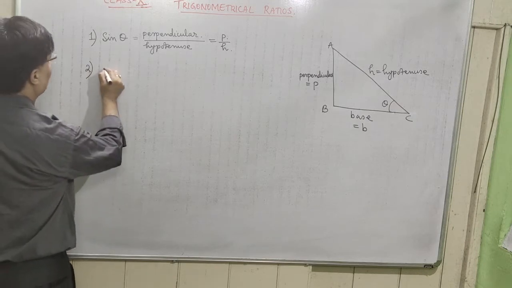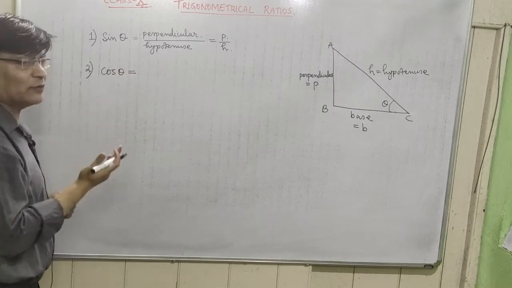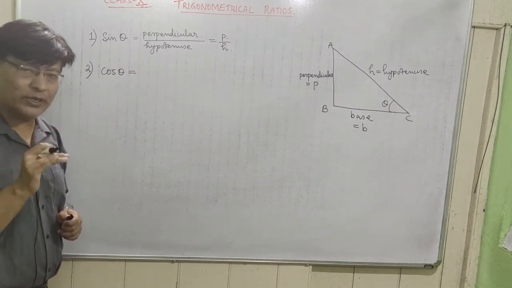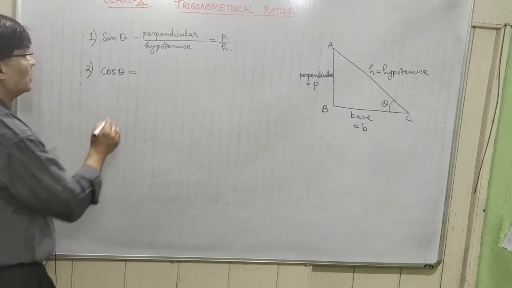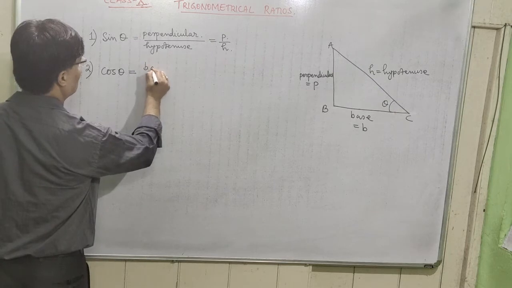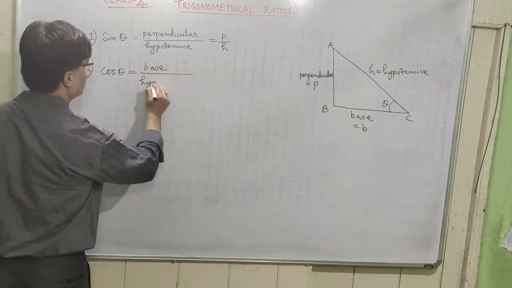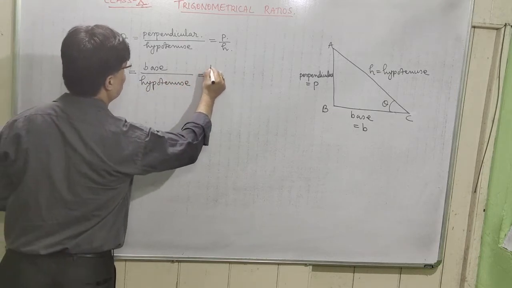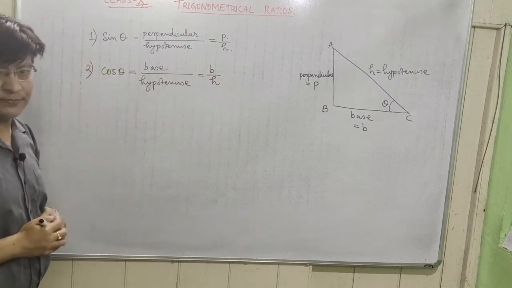Next, number 2 will be cos theta. We don't write the full form of cos, that is cosine theta. We write down the shortcut form of cosine, that is cos theta, which is equal to base upon hypotenuse, which is equal to B upon H.